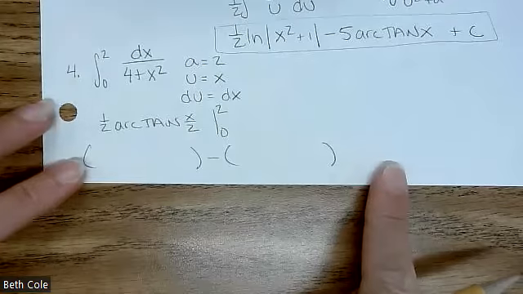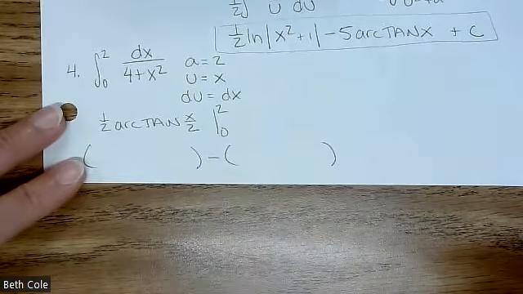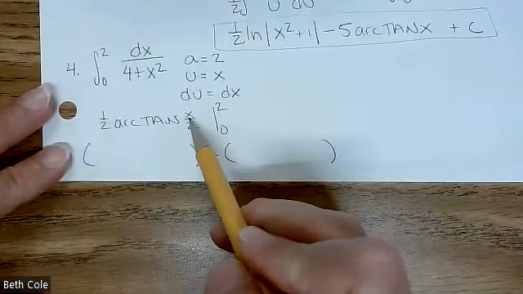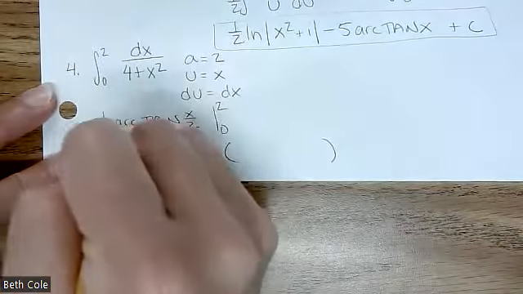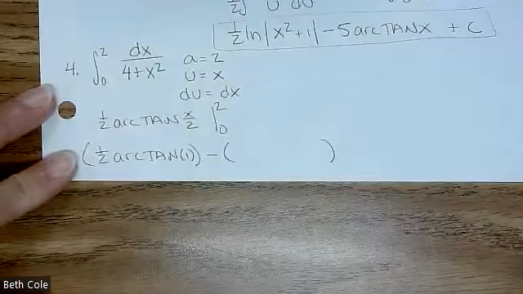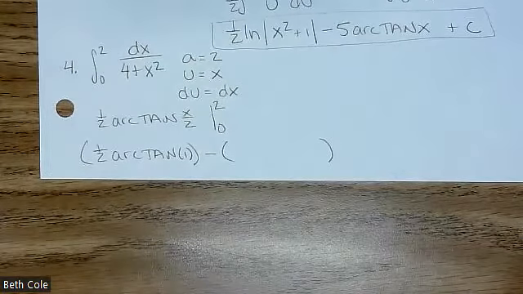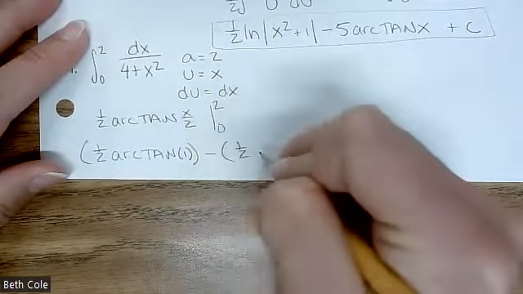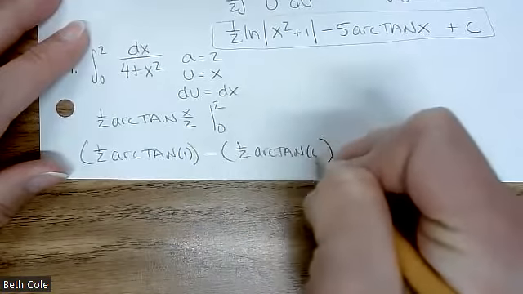Okay, we're going to do upper boundary minus lower boundary. Write that out blank. That helps so much with not messing up your negative signs. Just set up the blank parentheses. So upper boundary, if we plug in 2, 2 over 2 would just be 1. So 1/2 arctangent of 1. And then if you plug in 0, 0 divided by anything is just going to be 0. So 1/2 arctangent of 0.